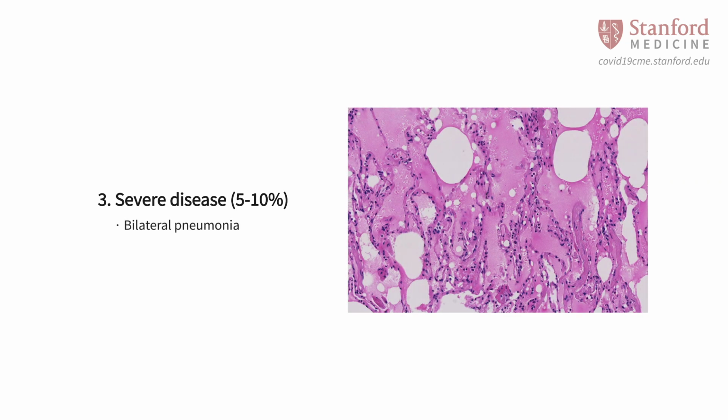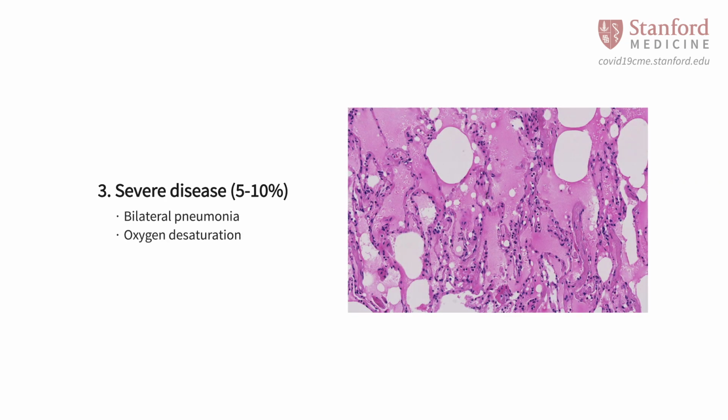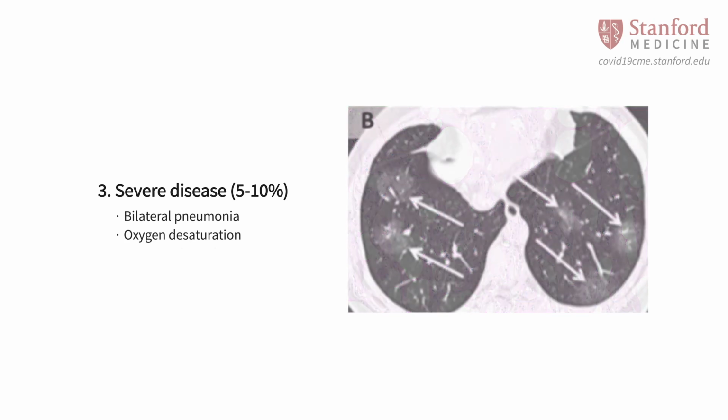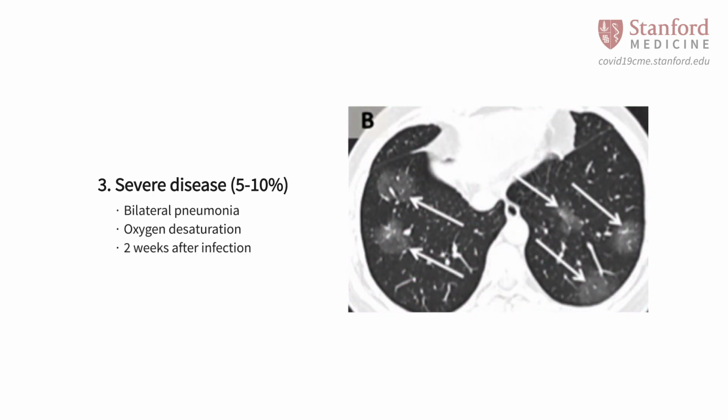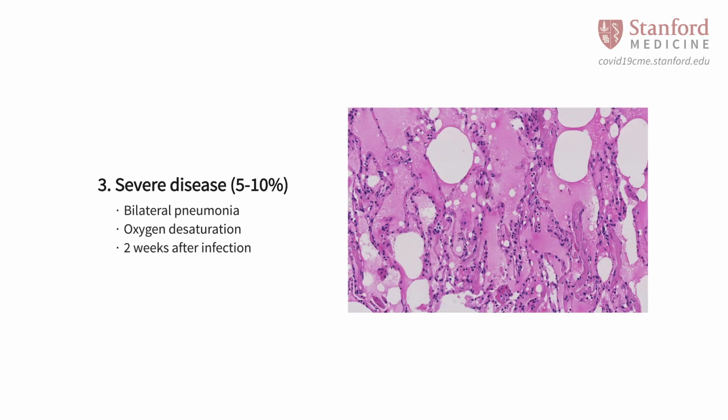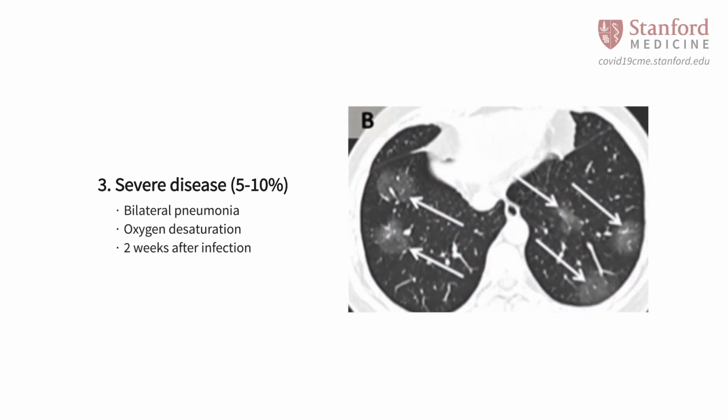About 5 to 10% of all SARS-CoV-2 infections progress to a third phase of severe disease, presenting with widespread bilateral pneumonia and oxygen desaturation, and requiring supplemental oxygen about 2 weeks after infection. About 2.5% of patients progress to acute respiratory distress syndrome, or ARDS, marked by alveolar breakdown and pulmonary edema with immune cell infiltrates, and requiring mechanical ventilation.